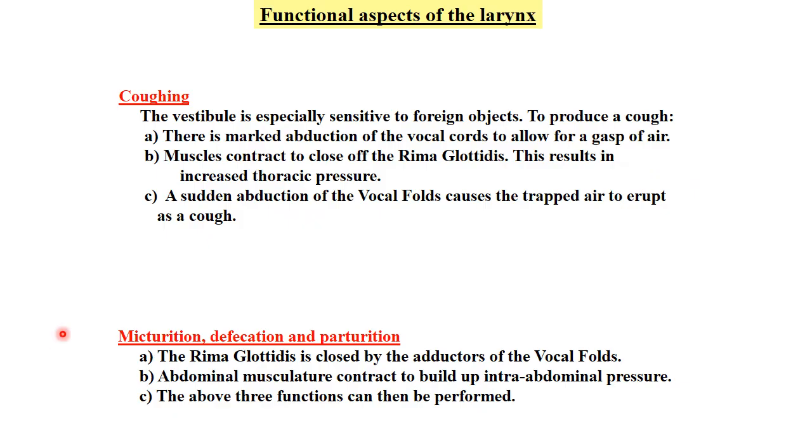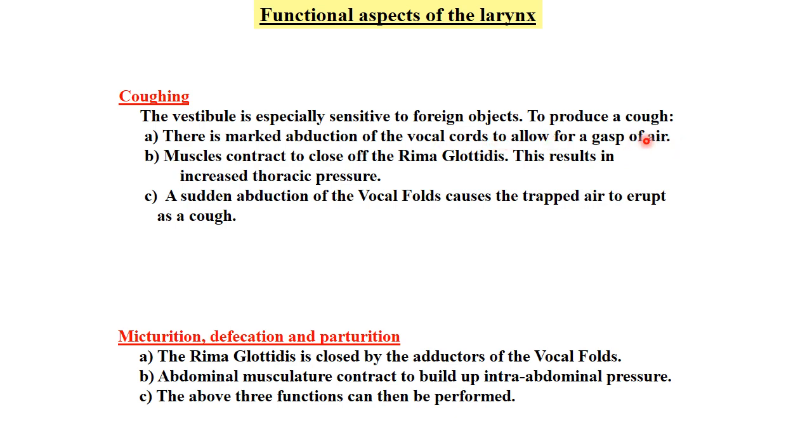Okay, let's look at some functional aspects of the larynx. Coughing is mediated in the following way. The vestibule of the larynx in particular is especially sensitive to foreign objects. So when something lands in the mucosa of the vestibule, we're going to produce a cough. The whole idea is to trap air below the vocal cords and then release that high pressure air very rapidly, and hopefully that blows whatever has landed on the mucosa off and upward toward the nasal and oral cavities. There's a marked abduction of the vocal cords to allow for a gasp of air.